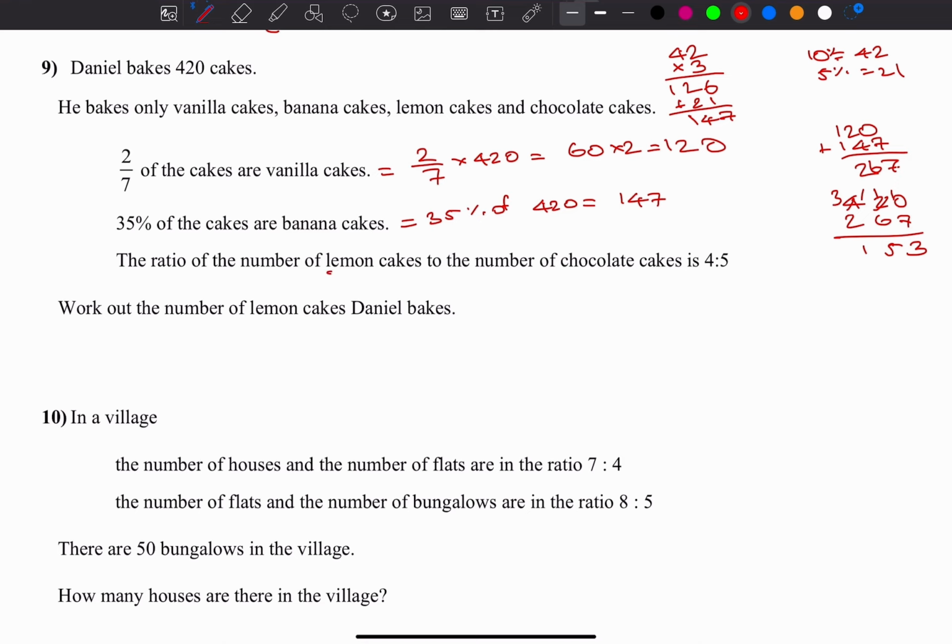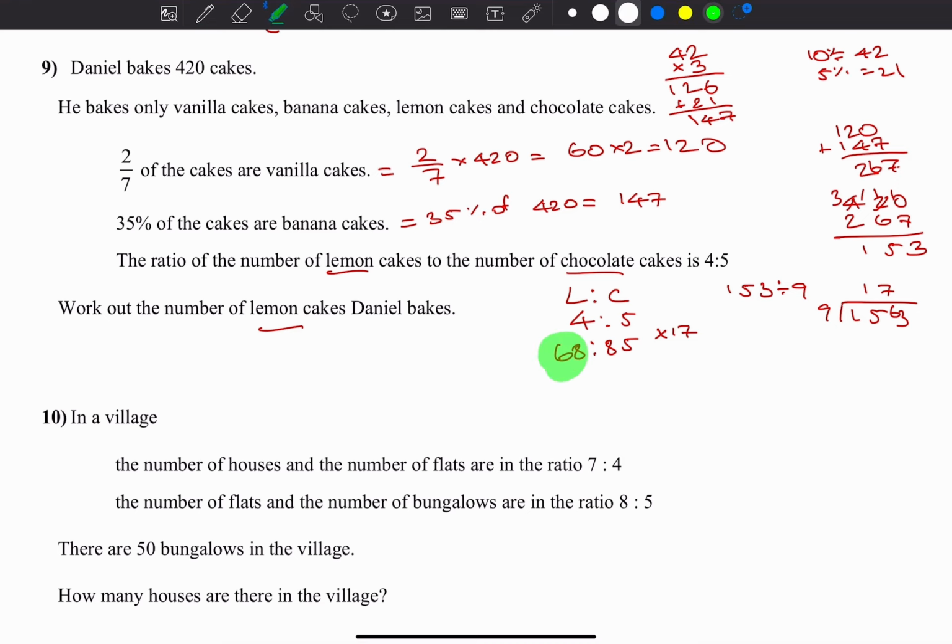Now the ratio numbers, right? The lemon and chocolate cake, L is to C, 4 is to 5. So the 153 that's remaining divided by 9. 153 divided by 9. How many? 9 in there, 63 divided by 9. Oh, that's 7. 17 times by 17 then. 4 times 17 is 68. So 5 times 17 is 85. So he wants lemon cakes. How many lemon cakes are there? 68 lemon cakes then.